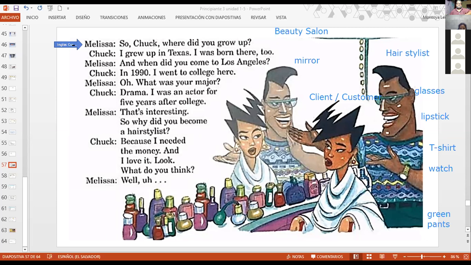I am Melissa, you are Chuck. So Chuck, where did you grow up? I grew up in Texas. I was born there too. And when did you come to Los Angeles? I went to college here. Oh, what was your major? Drama. I was an actor after college. That's interesting. So why did you become a hairstylist? Because I love it. What do you think?